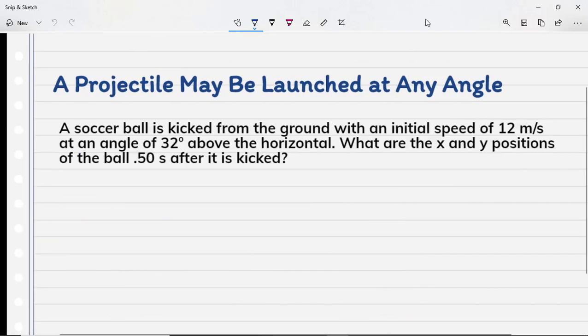Let's move on. A soccer ball is kicked from the ground with an initial speed of 12 meters per second at an angle of 32 degrees above the horizontal. What are the x and y positions of the ball 0.50 seconds after it is kicked? So again, a couple things we need to keep in mind. Our initial position on x is 0. And our y initial is 0.